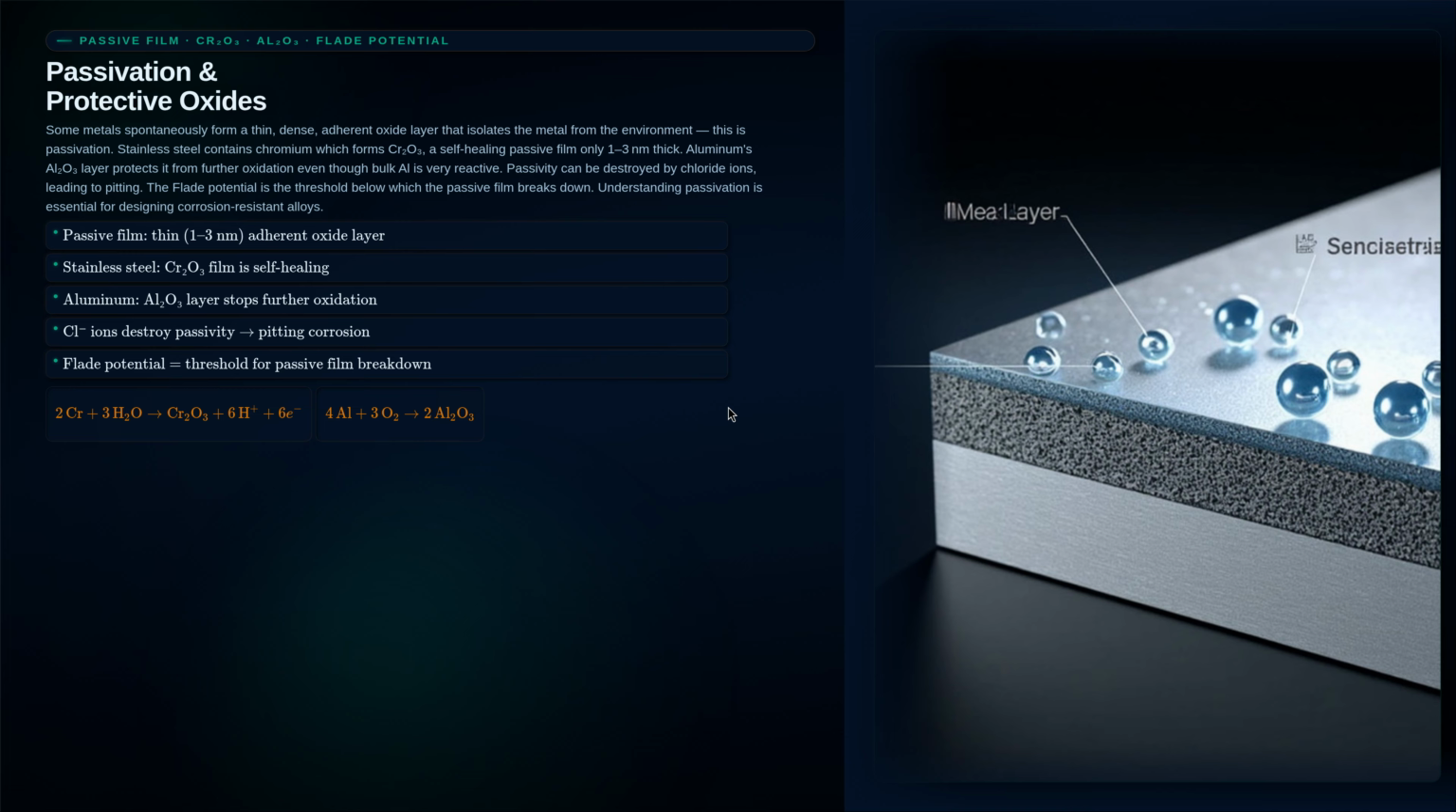Passivity can be destroyed by chloride ions, leading to pitting. The Flade potential is the threshold below which the passive film breaks down. Understanding passivation is essential for designing corrosion-resistant alloys.